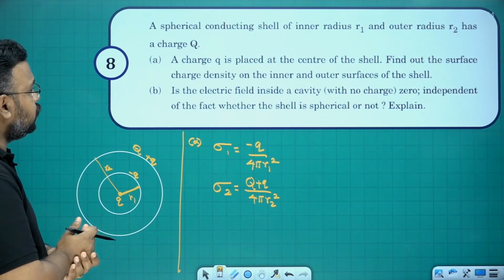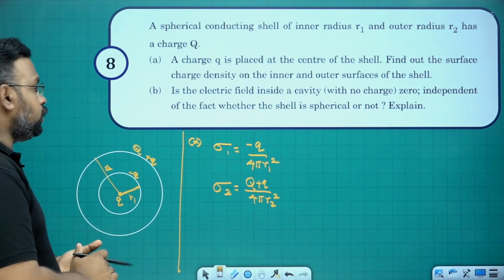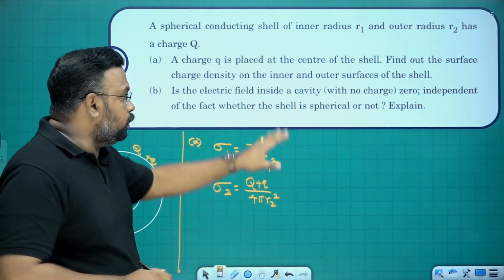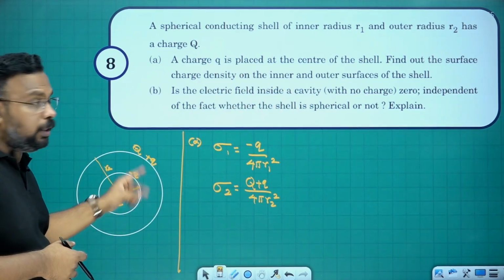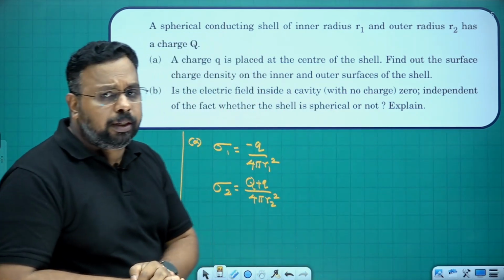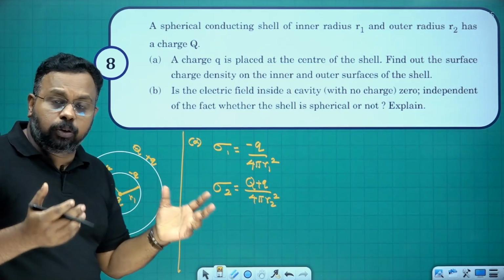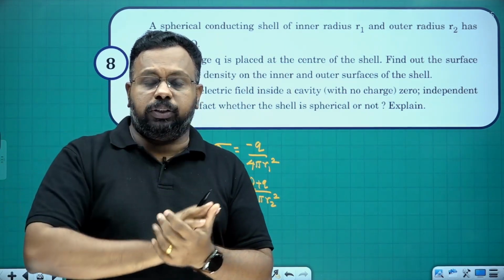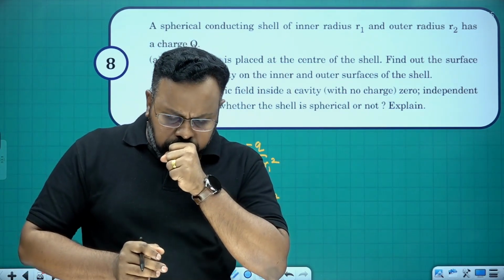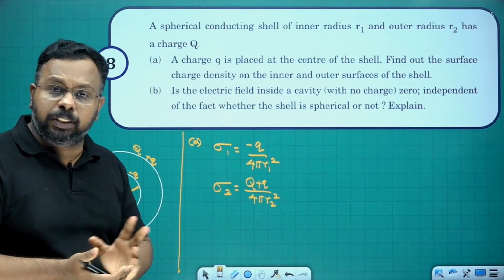Is the electric field intensity inside the cavity 0? Cavity with no charge. So this is another question. Here there is a charge inside the cavity. They are asking if there is no charge inside the cavity, will the field be 0? What do you think? Electrostatic properties of a conductor. The electric field inside the cavity of a conductor is 0 because if you construct a Gaussian surface over there, the net charge enclosed by the Gaussian surface will be 0.